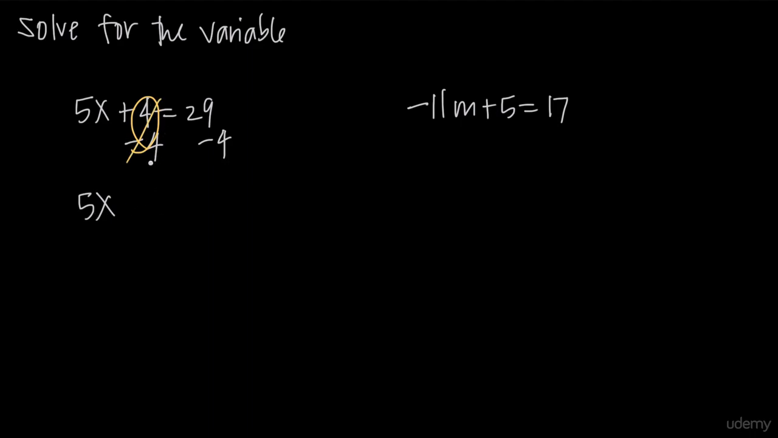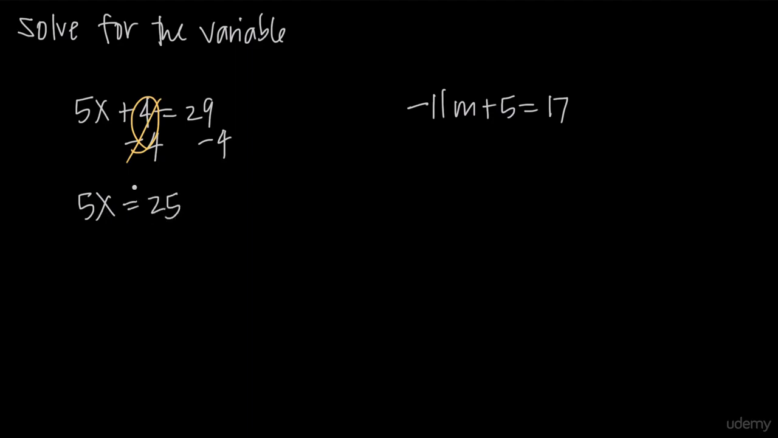In other words, positive 4 and negative 4 cancel with each other, and that's what happens when we do the inverse operation with these same numbers here. So 5x plus 0 is still 5x because the identity number of addition is 0. So we just have that 5x on the left-hand side, and then on the right-hand side, we get 29 minus 4, which is going to be 25.